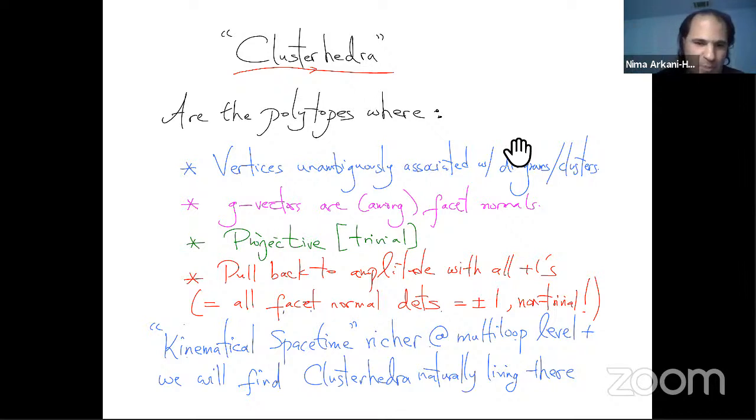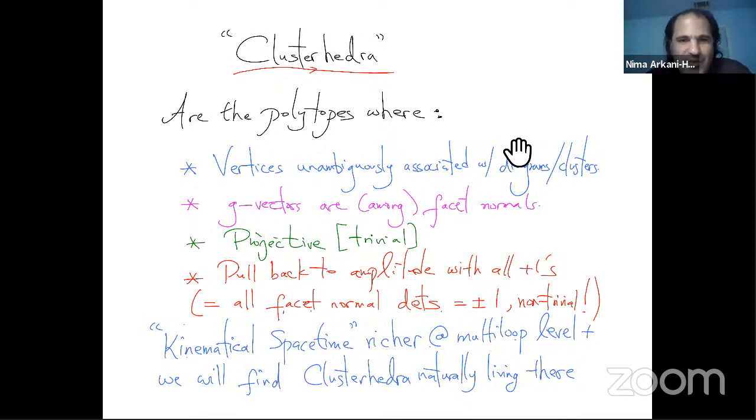Its projective invariance will be trivial, but it should have the property that when you pull back the differential form on the subspace defined by the clusterhedron, we get this remarkable property that we get all plus ones. Another way of saying this is that the normal vectors of the facets of this object should have determinants plus or minus one for the facets that meet at a vertex. So that's what we're looking for.